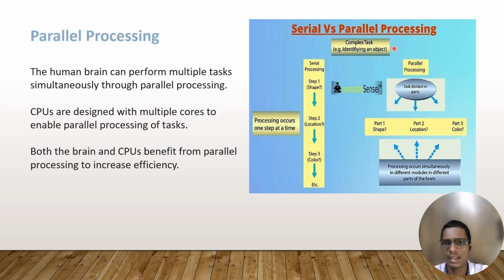Let us take an example, identifying an object. In serial processing, step 1 is shape, step 2 is location, step 3 is color, and so on. Here in serial processing, the processing occurs one step at a time. Whereas in parallel processing, you can see the task is divided into parts: part 1, shape; part 2, location; part 3, color. Here, processing occurs simultaneously in different modules in different parts of the brain.